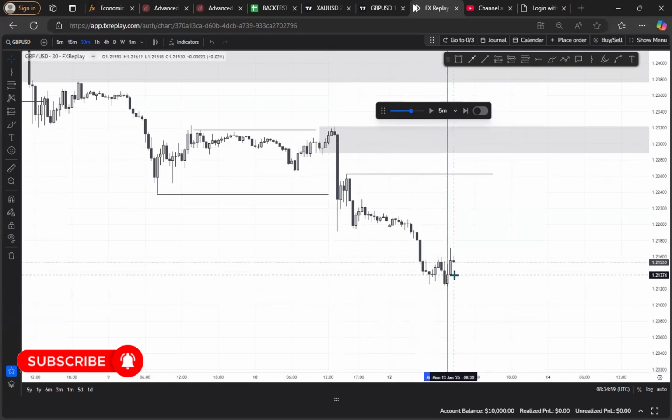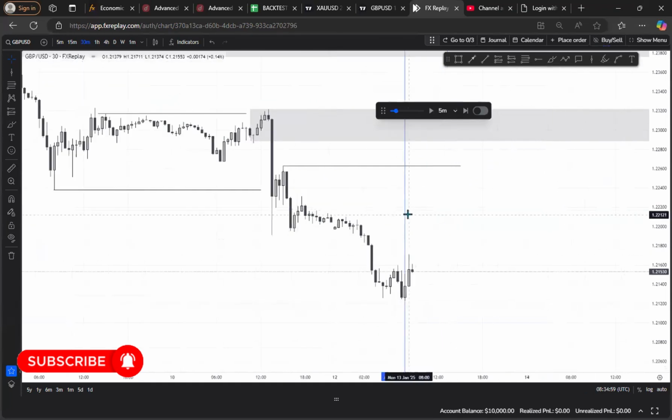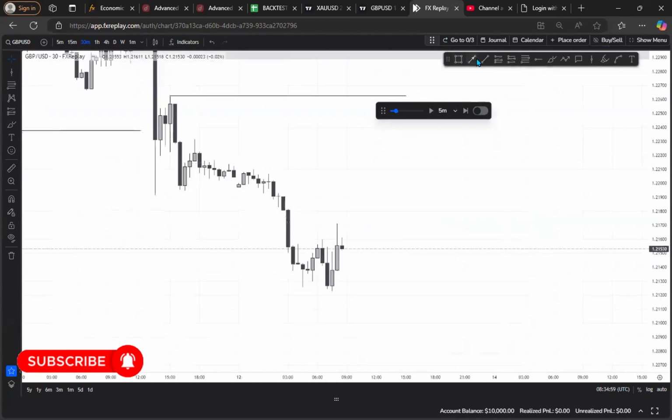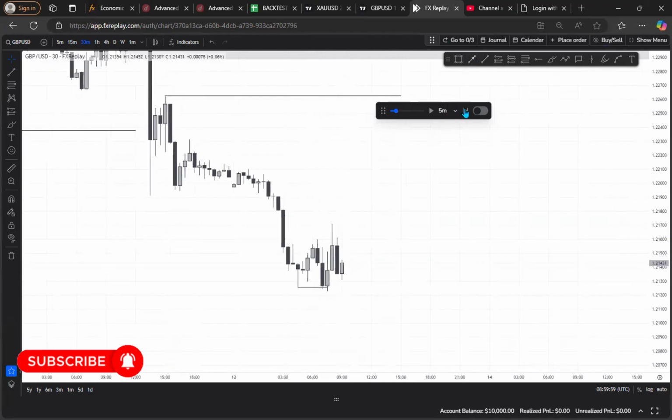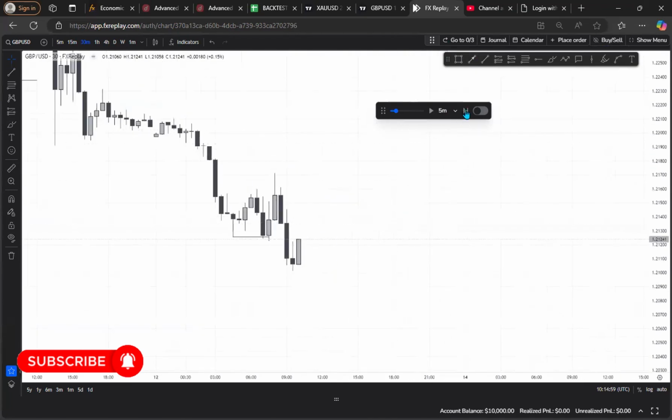Now on Monday, I do not look for trade. Don't trade on Monday. My trading day starts on Tuesday. I use Monday to observe what is going on in the market. So I didn't take any trade on Monday. What happened here is price swept this low and took out that high. But let's continue playing price. Let's see what happened.